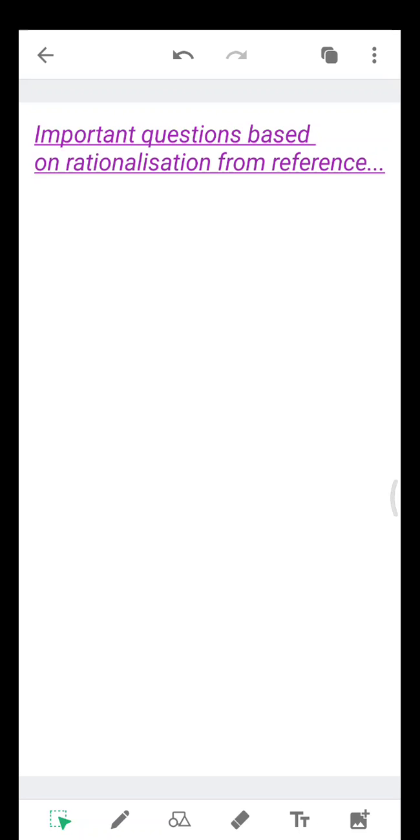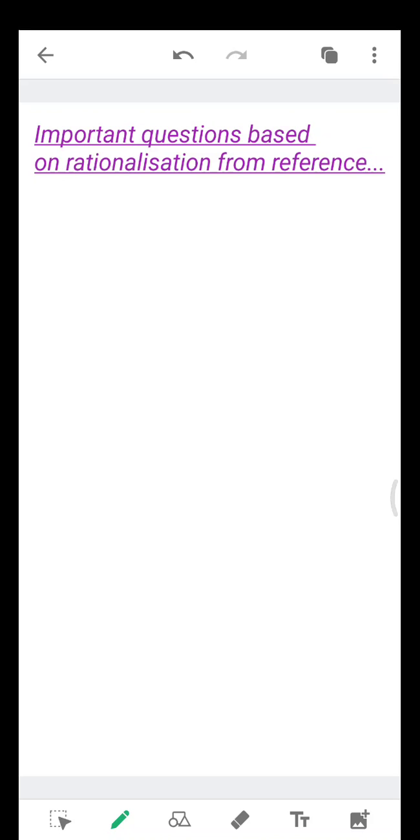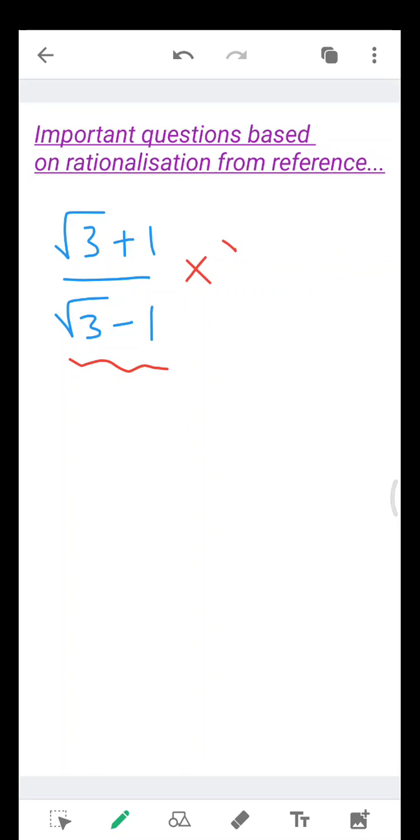If you have a question which says rationalize the denominator of root 3 plus 1 by root 3 minus 1, what is the denominator in this? The denominator is root 3 minus 1. So we have to rationalize. What will I multiply here? What is the rationalizing factor of this? The rationalizing factor of root 3 minus 1 is root 3 plus 1. So I'll multiply root 3 plus 1 by root 3 plus 1.